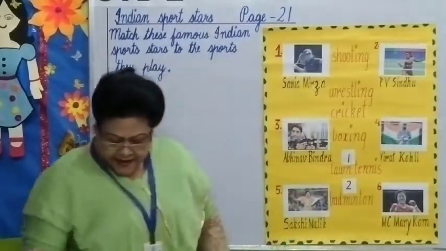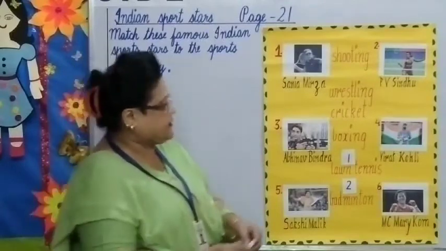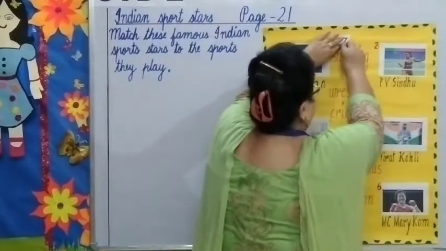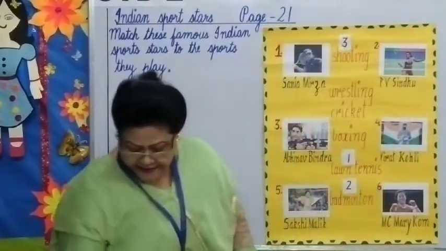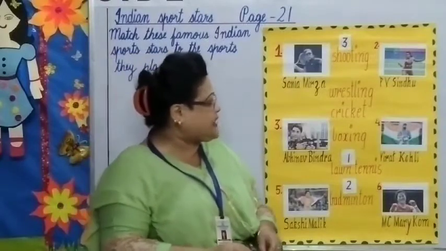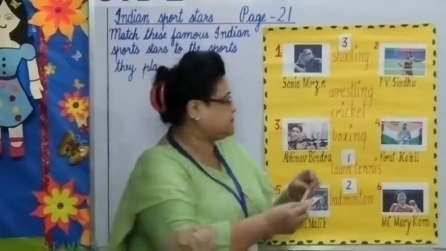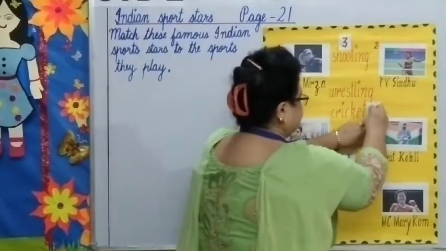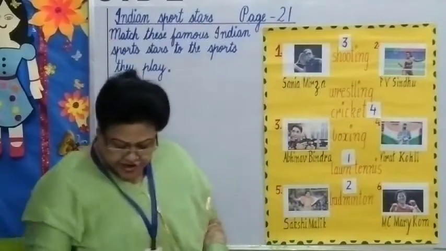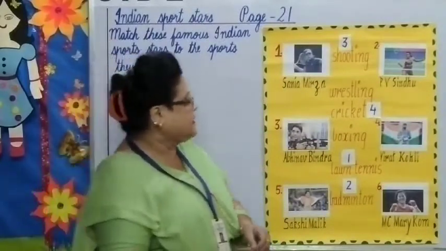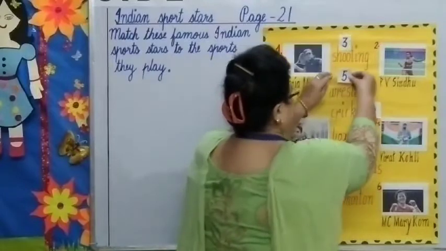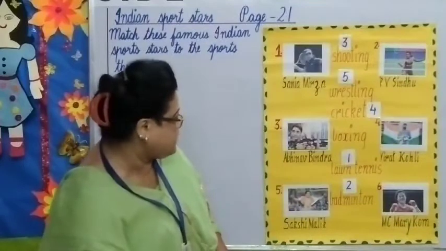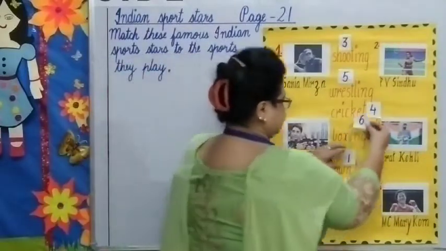Number three, Abhinav Bindra. Shooting. So I'll put number three over here. Virat Kohli. Can you tell me? Virat Kohli plays which sport? Cricket. So I'll put number four over here. Sakshi Malik. Sakshi Malik, wrestling. Number five. And MC Mary Kom is boxing.